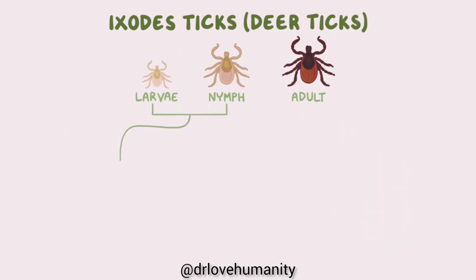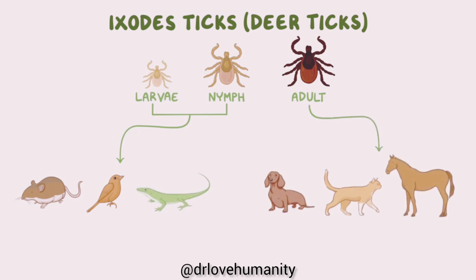In the younger stages of their life, they often feed on smaller animals like rodents, birds, and even lizards. When they grow into adults, they move on to larger mammals like dogs, cats, and horses.